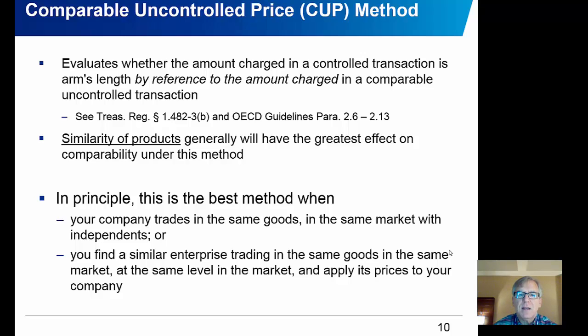The price of A should be equal to the price of B. In principle, this is the best method especially when your taxpayer, your company, is trading in the same goods in the same markets with independent unrelated parties, or you find a similar enterprise trading in the exact same goods in the same market at the same level of market, and you can observe those prices and apply them to your related party transaction, to your company.